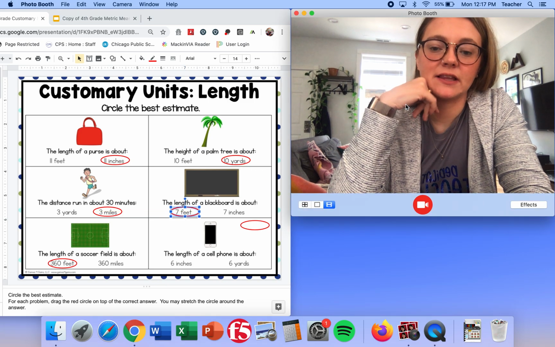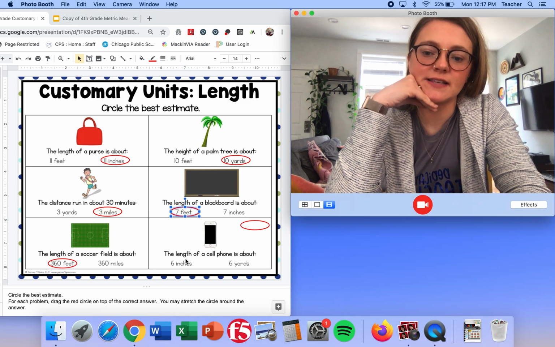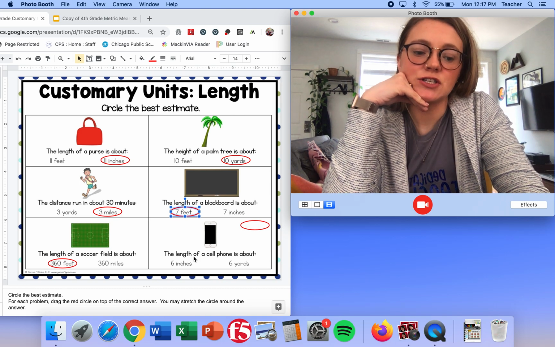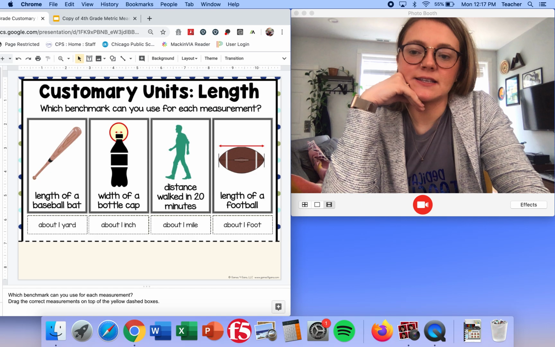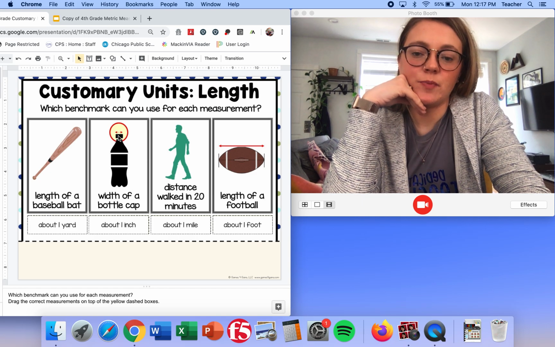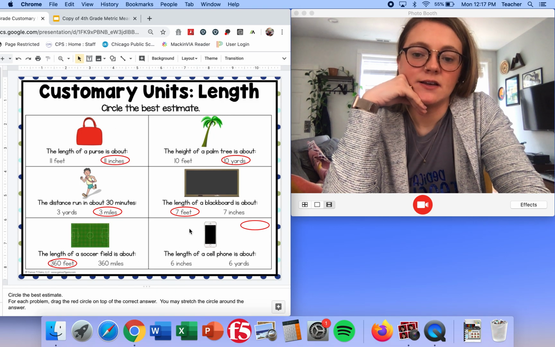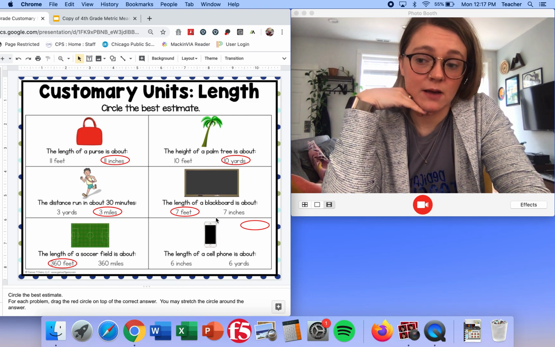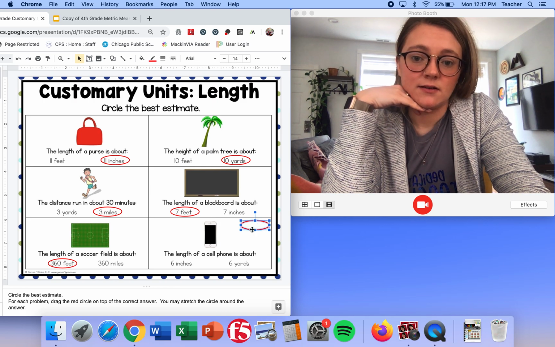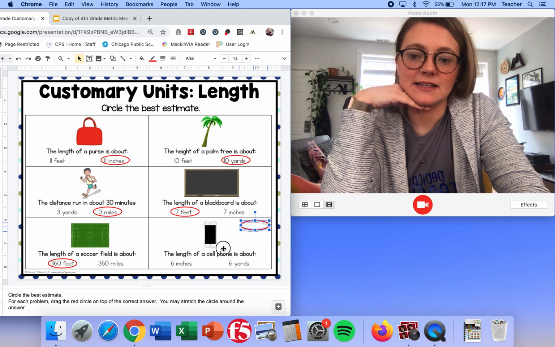And then the last one, the length of your phone. Think about your cell phone. Is it 6 inches or 6 yards? So let's go back to our examples. 6 inches would be 6 of these little bottle caps, and 6 yards would be 6 baseball bats. So is this phone 6 baseball bats stacked high or 6 bottle caps stacked high? I would say it's 6 bottle caps.